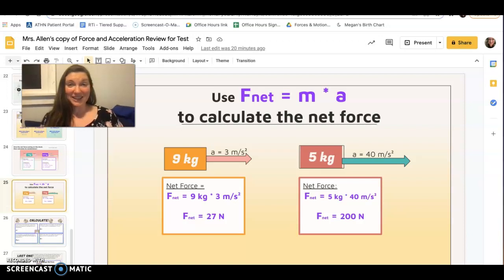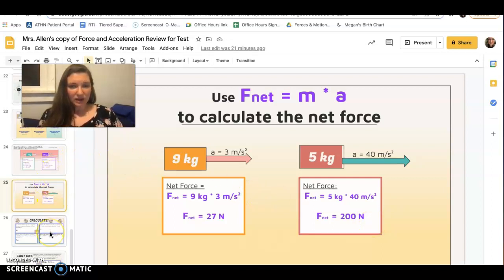Okay, last video for real. So we figured out this one, 9 kilograms times 3 meters per second squared is going to be 27 newtons. Easy peasy. Using the same strategy here, force F net equals mass times acceleration. 5 kilograms of mass, 40 meters per second squared of acceleration. 5 times 40 is going to be 200 newtons.